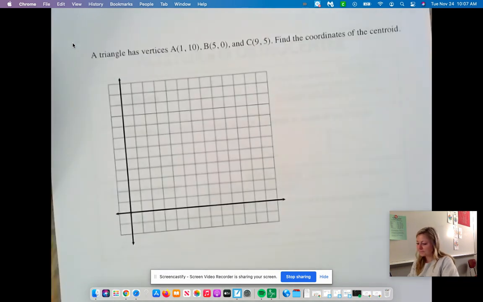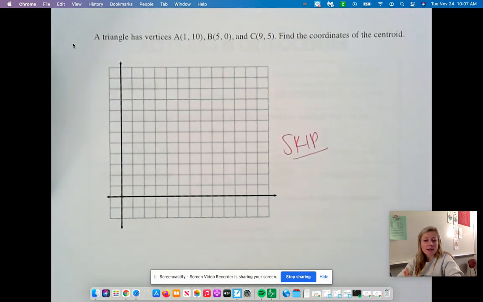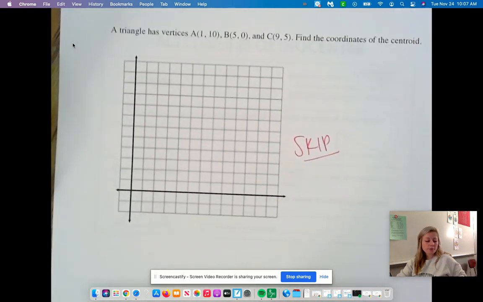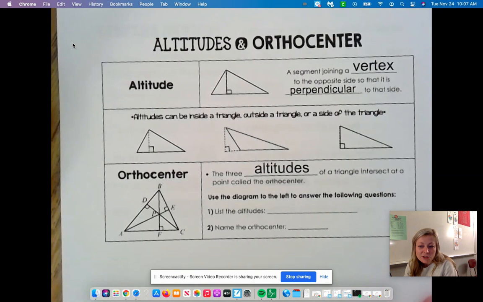Okay, let's write a big old skip on this one. Not doing it, you guys don't have graph paper. It's not worth it when we're not together. So skip, flip your page. We are now moving on to altitudes.